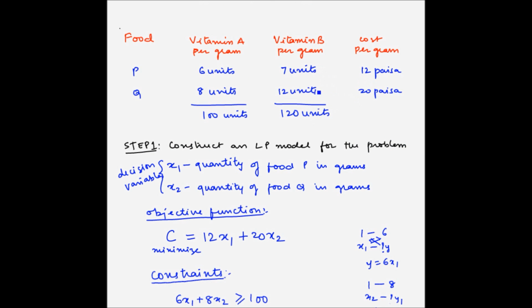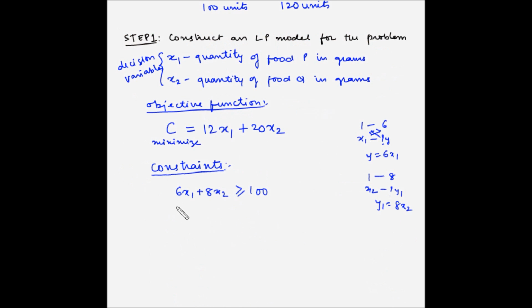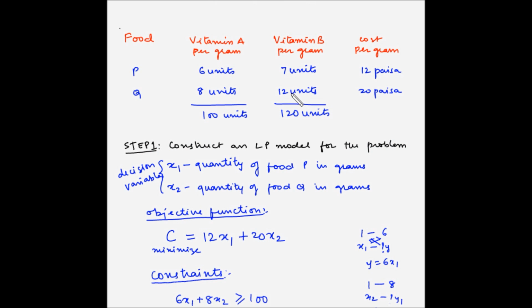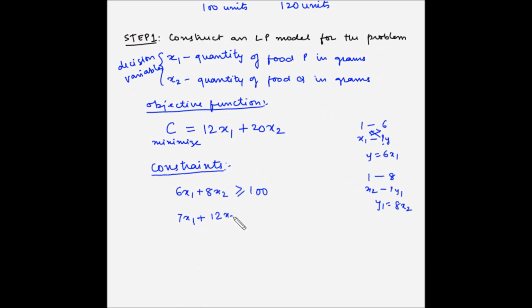Similarly, for vitamin B, the minimum requirement is 120 units. Now each gram of food P contains 7 units of vitamin B. So x1 grams of food P will contain 7x1. So 7x1 plus, now each gram of food Q contains 12 units of vitamin B. So x2 grams of food Q will contain 12 times x2. So 12x2, and this should be greater than or equal to 120.